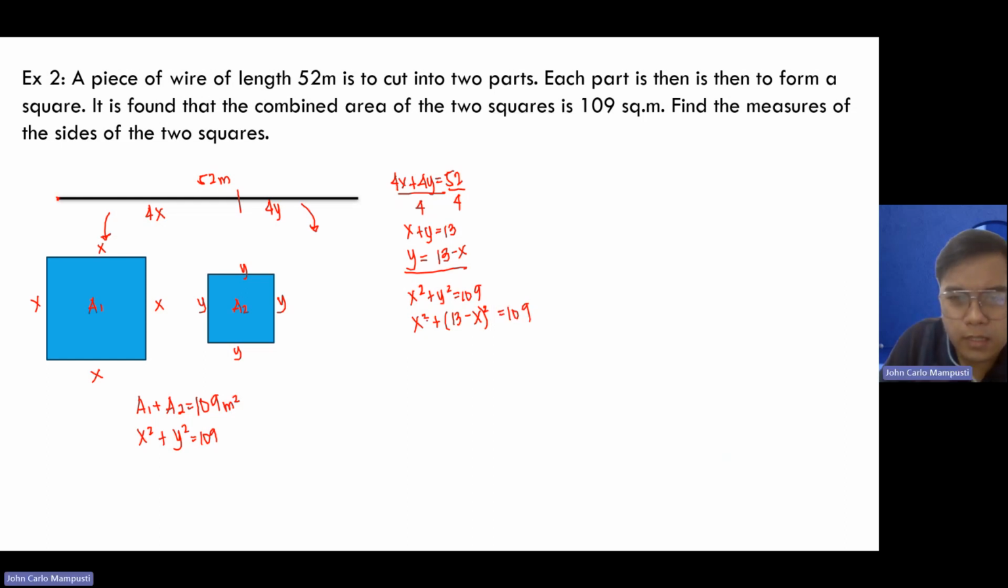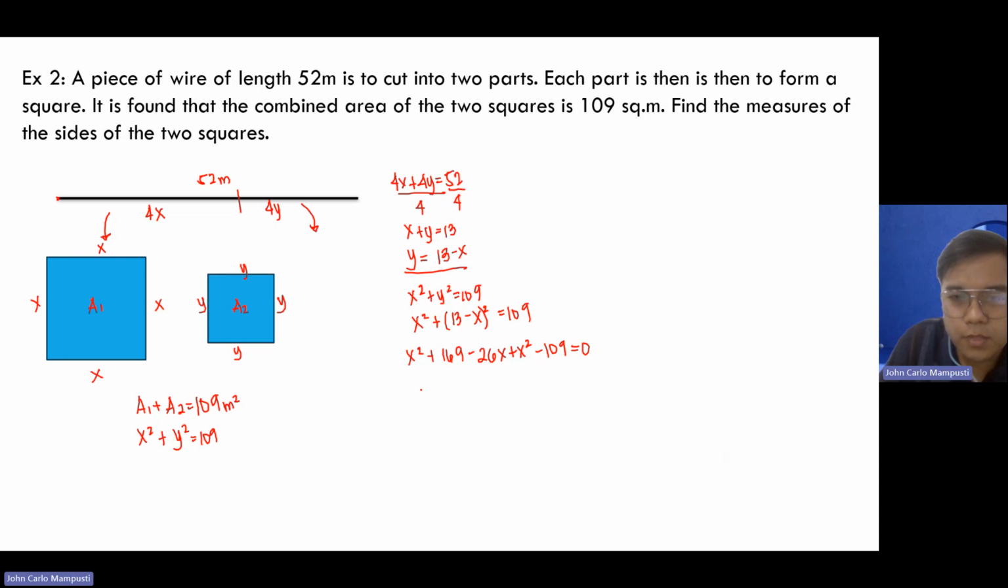So, let's find the value of x first. Expand natin yan. We have 13 squared, this is 169, minus 2 times 13 times negative x, this is negative 26x, plus x squared. Okay, pwede natin ipasok si 9, so minus 109. This is negative 109 equal to 0.